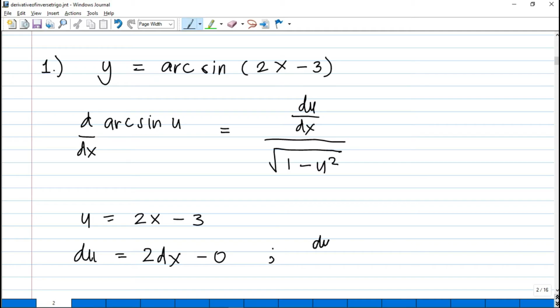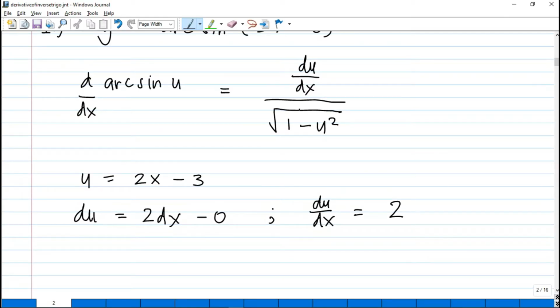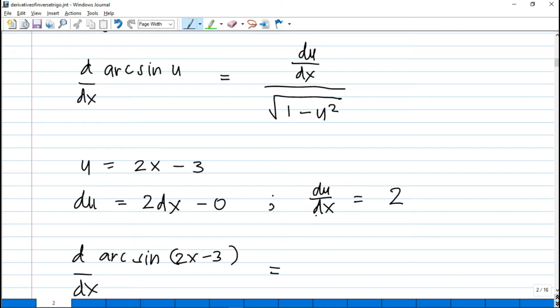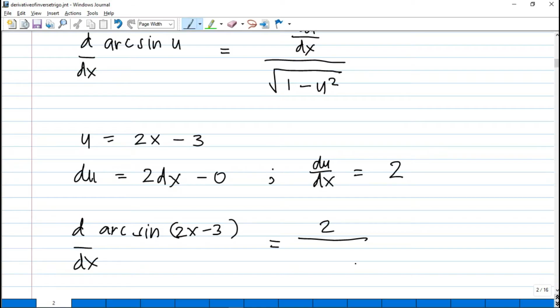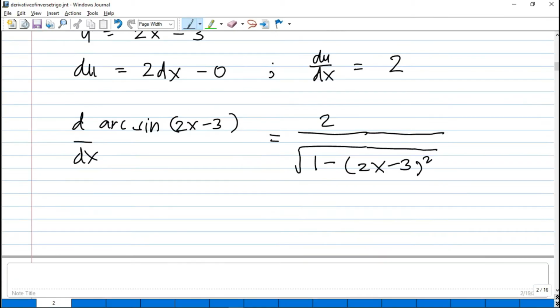Okay, therefore du over dx is just equal to 2. Then we can simply substitute this into our formula here. So the derivative of arcsine u, where u is 2x minus 3, with respect to x is equal to du over dx, that is 2, all over the square root of 1 minus u squared, so the square root of 1 minus the quantity 2x minus 3 squared. Then we can simplify this.